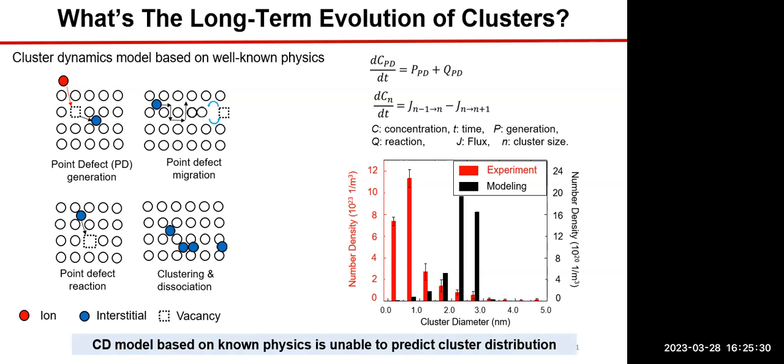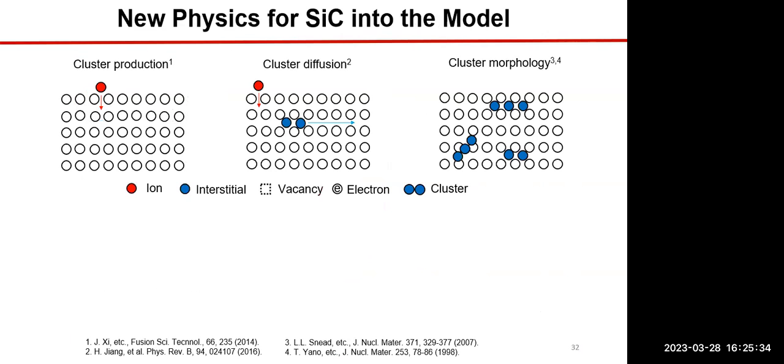So what kind of physics have we missed? We went back to do some atomic simulations and also checked the literature. Here I list the three important physics we missed in our model. The first one is cluster production. Previously we assumed that irradiation will first create point defects, and then the point defects will interact with each other and become clusters. But actually, under radiation conditions, the cascade can directly create some small clusters, as shown here.